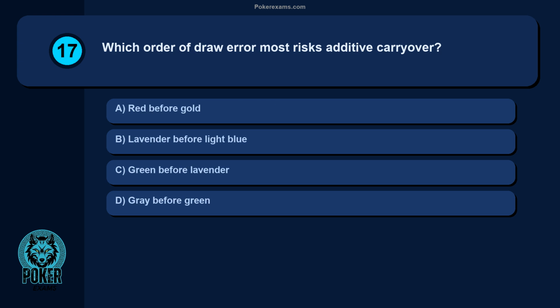Question 17. Which order of draw error most risks additive carryover? Red before gold. Lavender before light blue. Green before lavender. Gray before green.